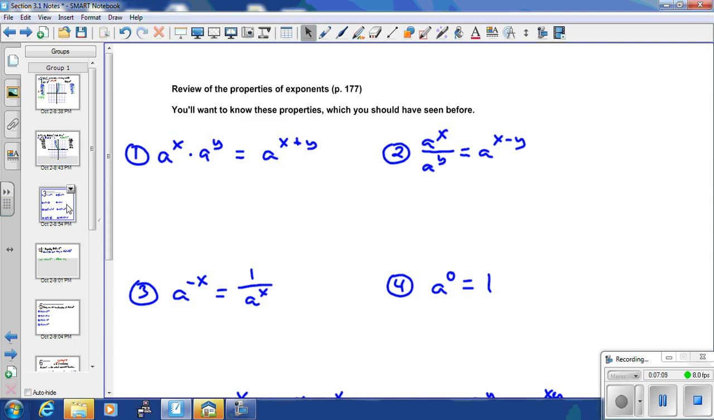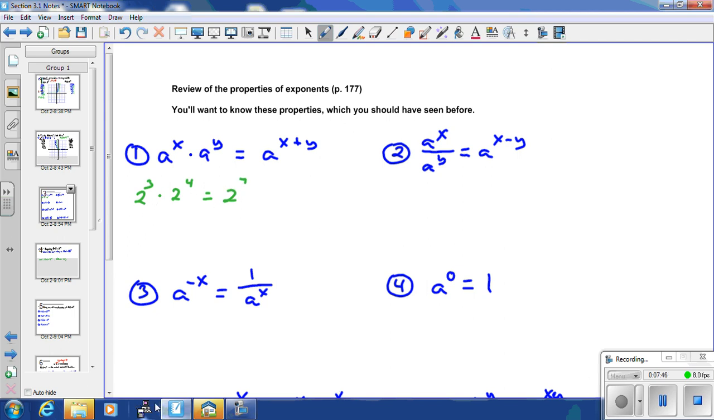Here are some properties that you're going to want to become very familiar with. You've seen these before, but this is a little bit of a review. These are properties of exponents, and what I'll do here is give you a demonstration of each of these. a to the x times a to the y is equal to a to the x plus y. Now notice these are a and a. So for example, if I take 2 to the third power times 2 to the fourth power, according to this rule, that should equal 2 to the 3 plus 4, which is 2 to the 7th.